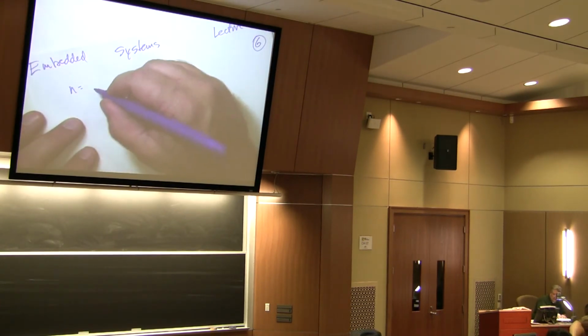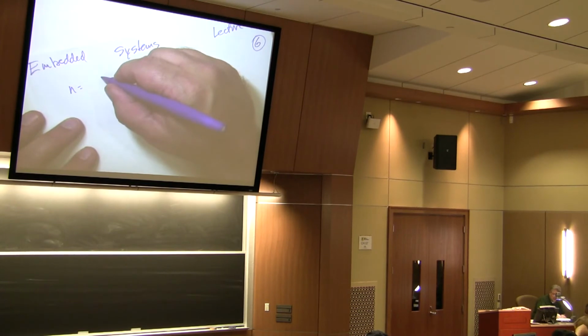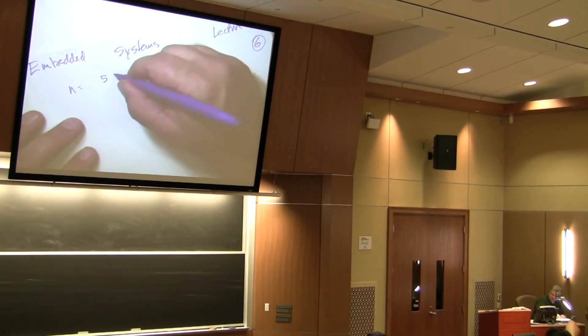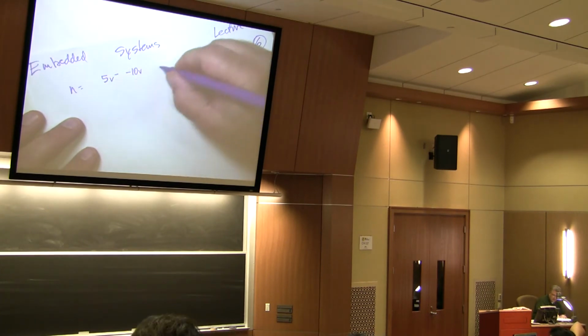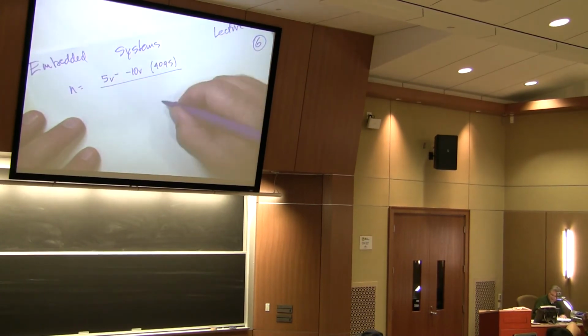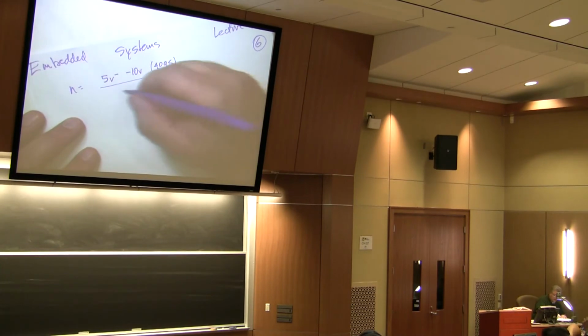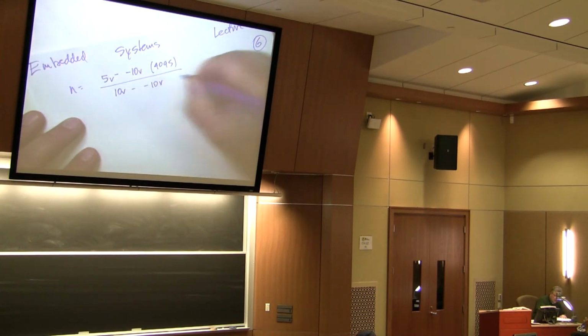N is equal to, N is what? 5 volts, right? Minus what's my reference? Minus -10, times 4,095, all over 10 volts minus negative 10 volts, right? Plus 1/2 and take the integer of that.